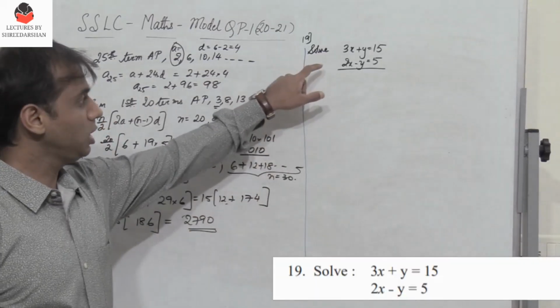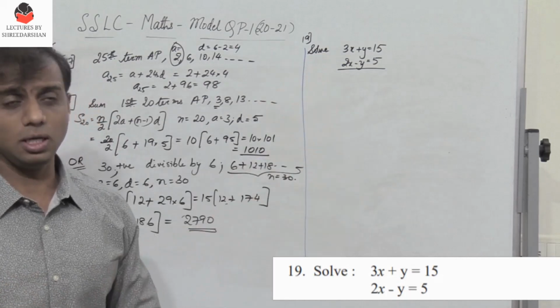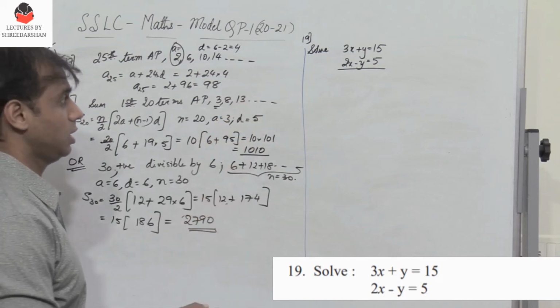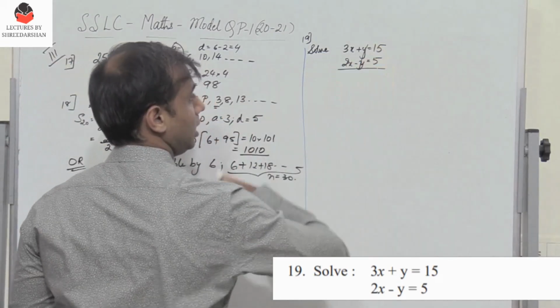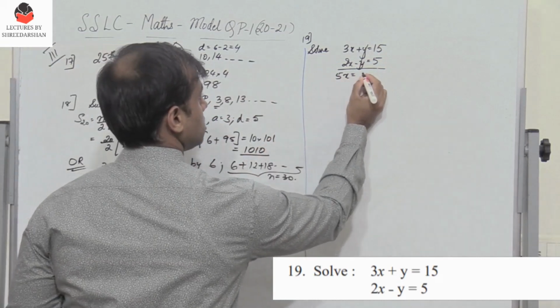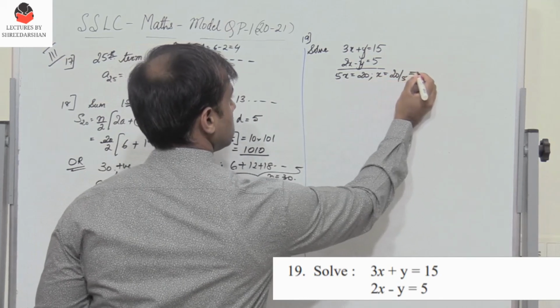So problem 19, we need to solve these two equations. They have not specified any method, so you can use any one of the methods. Let us try to solve this by eliminating one of the variables. If I add these two, y and y get cancelled. So you have 5x equals 20. So x equals 20 by 5, which gives me 4.